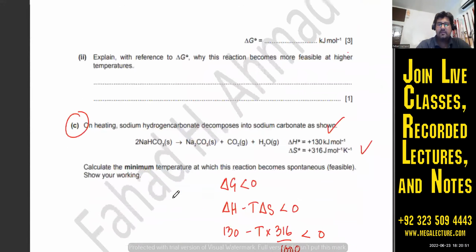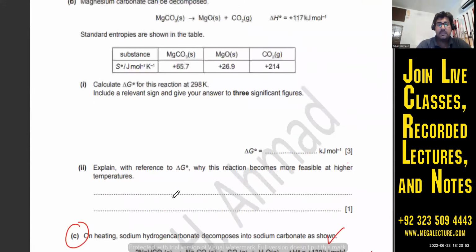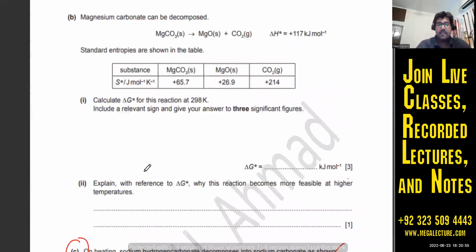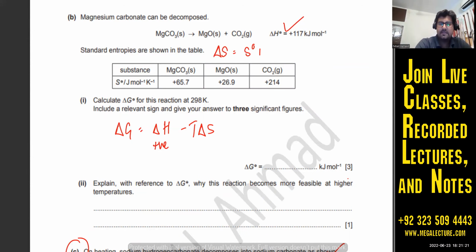And then you've got this question as well: explain with reference to delta G why this reaction becomes more feasible at higher temperatures. So I guess this is the same as the whole predicting thing. It's minus T delta S, right? Delta H has got a positive value. And delta S, what is delta S? We don't know what delta S is, so we can actually calculate it. Product minus reactants.